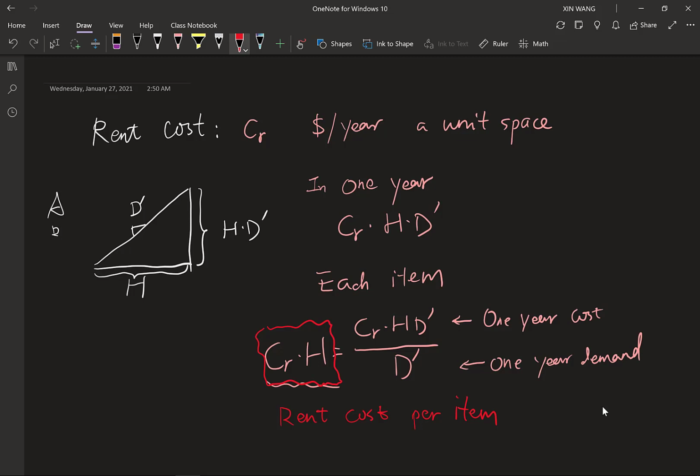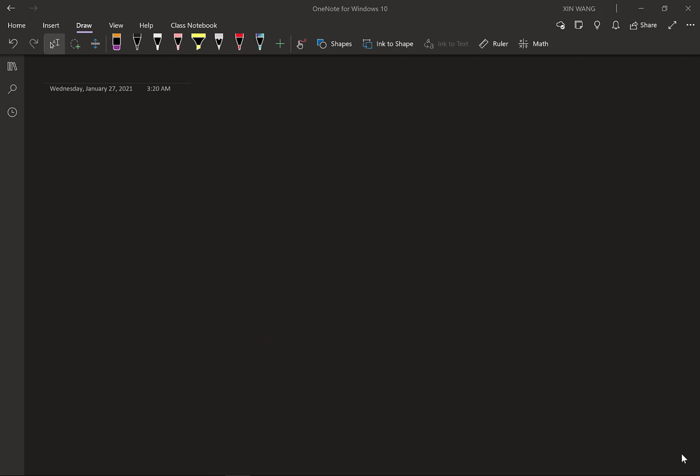Okay, so interestingly, you can see that this rent cost per item is related to the headway and not related to our demand rate. Next, we discuss the inventory waiting cost. This inventory waiting cost is related to how long you store how many items in the storing place.